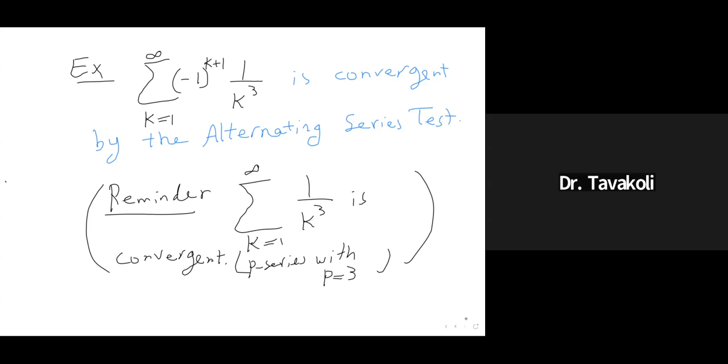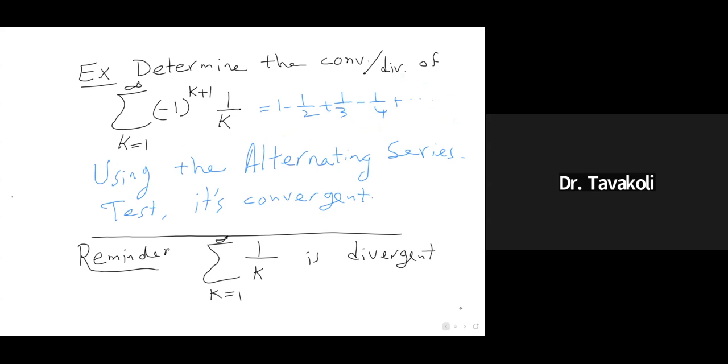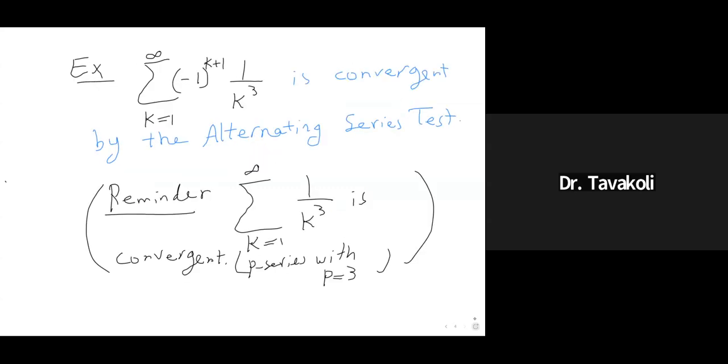There is an important terminology that I need to mention here. Something like this, sigma of minus 1 to the power of k plus 1 times 1 over k, this is convergent, but if I look at the absolute value of that series, which is sigma of 1 over k, it becomes divergent. In this situation, we call the series conditionally convergent. Let me make this definition here.